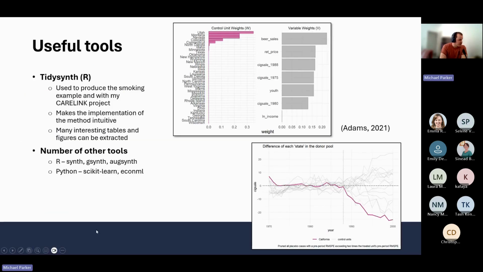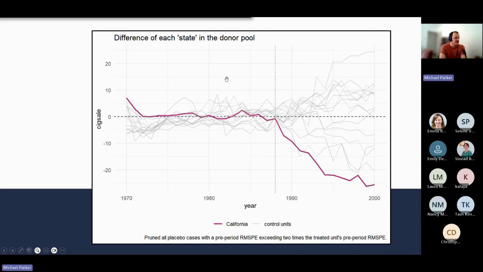And then in the bottom right here, we've got the differences in each state of the donor pool. So this is when we're testing the model on each of our donors to see if there's a treatment effect. And in purple, we have California. So we can see that is the lowest. So we've achieved the most treatment effect. And for the most part, they're all higher. There are some that are close.